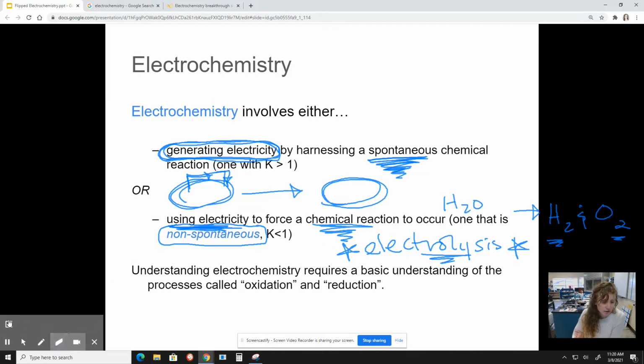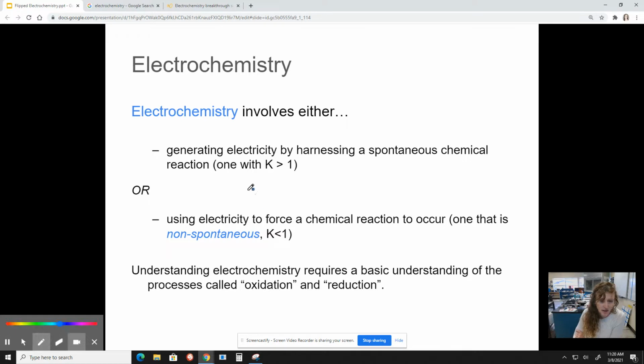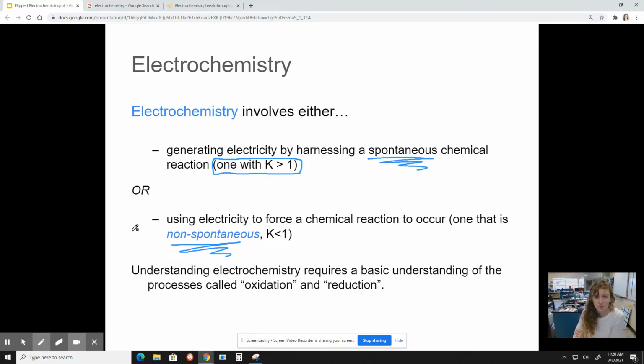Note also the indication of K in both of these. Remember that when we're talking about spontaneous and non-spontaneous reactions, those are linked to equilibrium, right? We can use equilibrium to talk about spontaneity, and we'll loop back to that later in this chapter, and we'll take a look at how equilibrium is related to spontaneity.